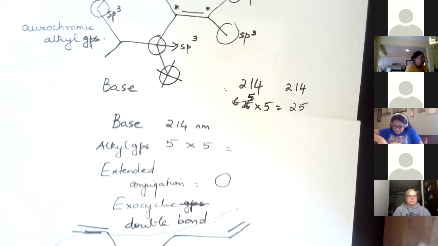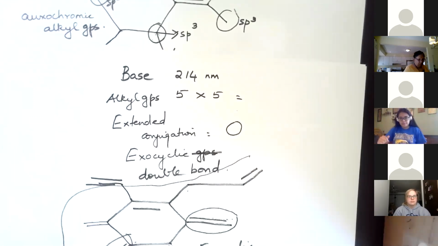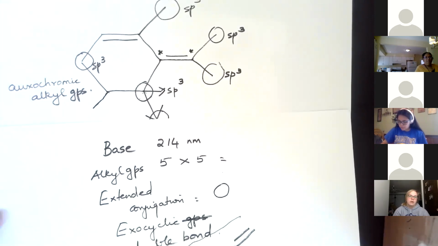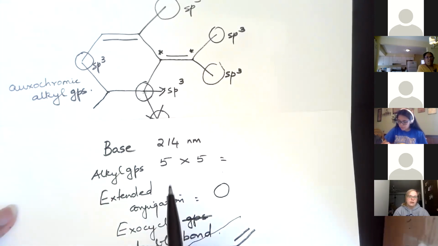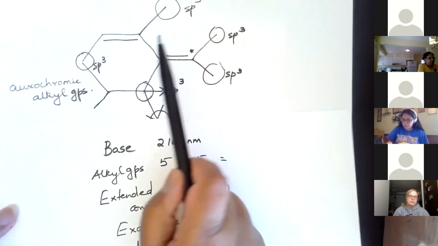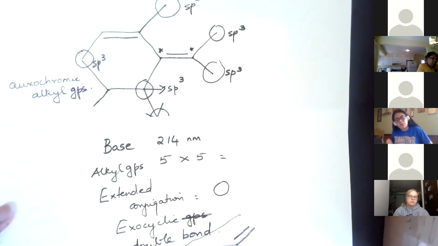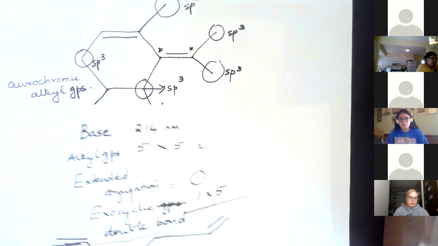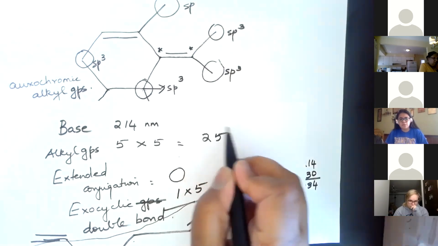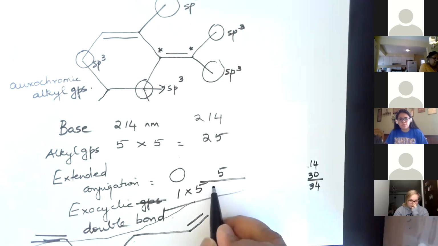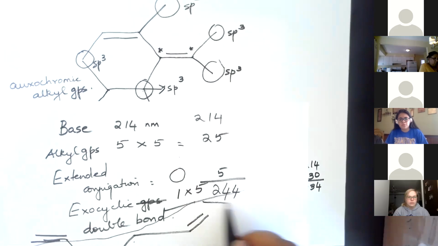So for the problem that we talked about before, for this example that I had, extended conjugation is 0. For this case, how many exocyclic groups do you have? Just that one. So it's 1 times 5. It's 5 for that. So this is 25, 214, and another 5. So 30 plus 214, that's 244.